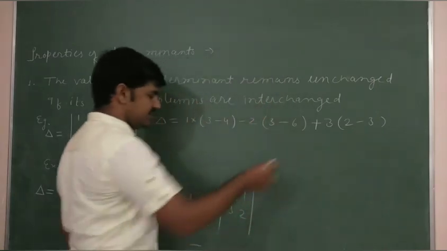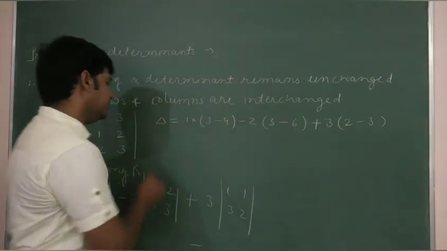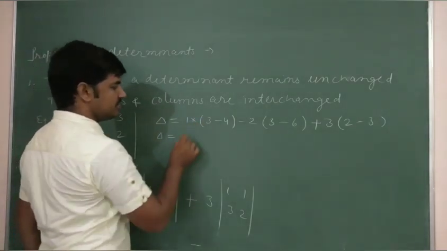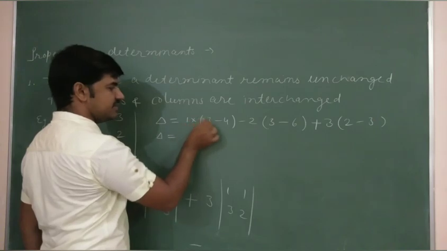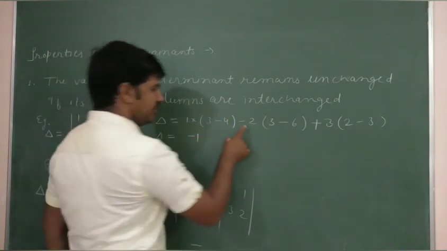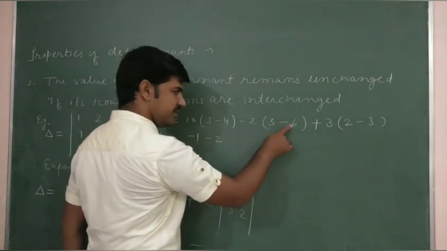How has this 2 minus 3 been obtained? This times this one is equal to 2, and minus this times this one is equal to 3. Let us simplify. Del is equal to 1 times (3 minus 4), which is minus 1. Minus 1 times 1 is equal to minus 1 only, and on this side we get minus 2 times (3 minus 6), which is equal to minus 3.